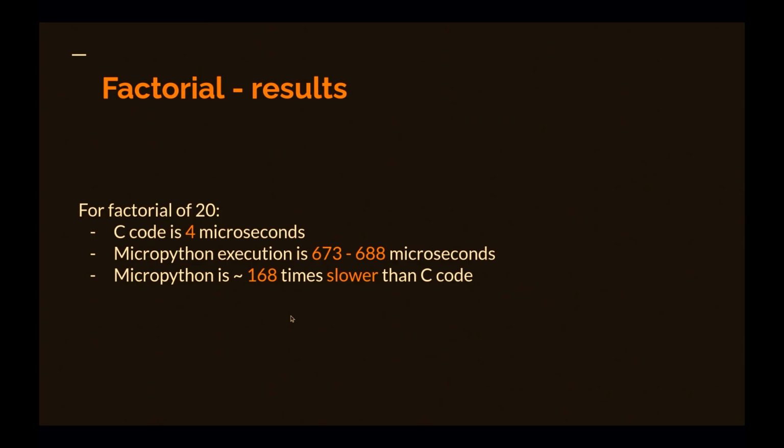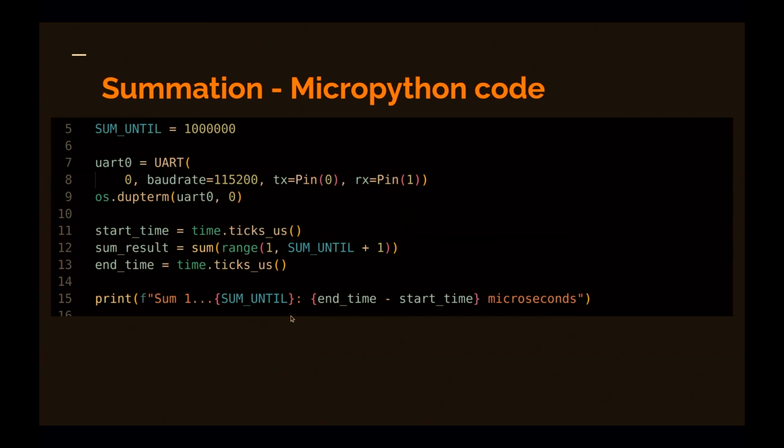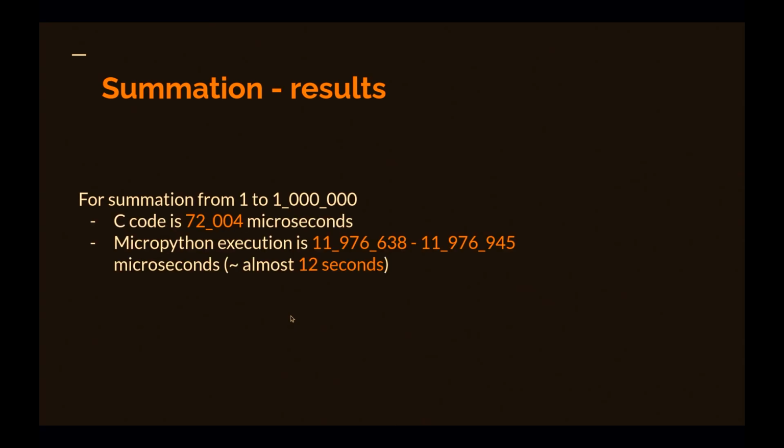C code gives you almost the same timing almost every time. But with MicroPython, you have a distribution in timings. 168 times slower. The next one is summation from 1 to 1 million. Here I made a mistake. I used some function, so I gave some kind of advantage to MicroPython. But here are the results. Again, MicroPython is 166 times slower than C code.